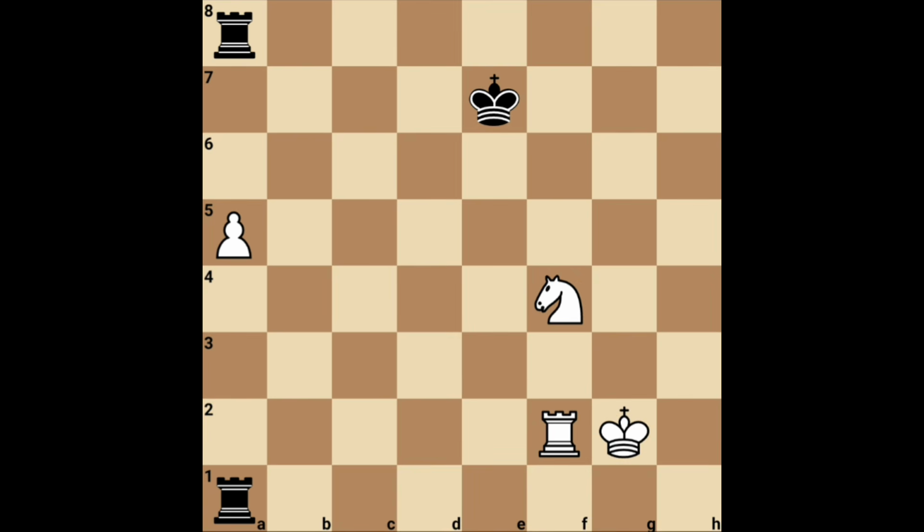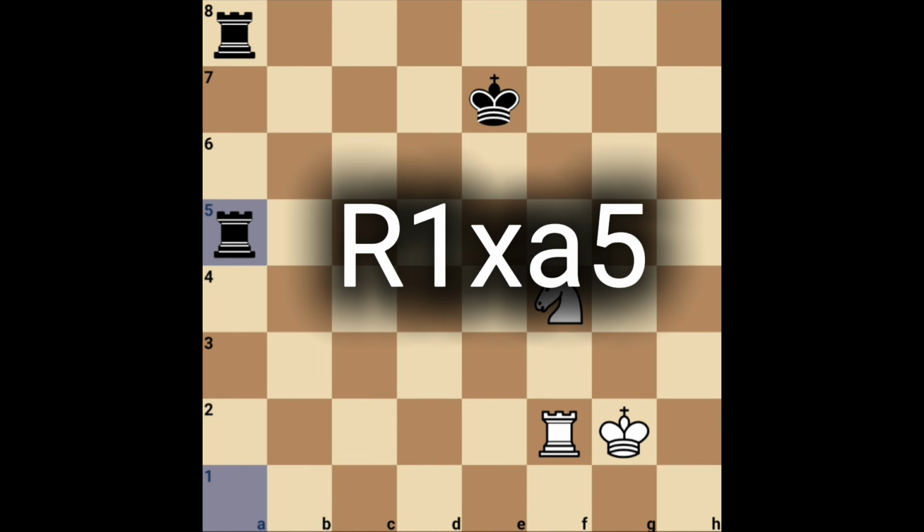Example 2. These two rooks are in the same file, so we don't use the file to differentiate them. Instead, we have to use the rank of these rooks. Following a similar pattern, we can say R1 takes A5.